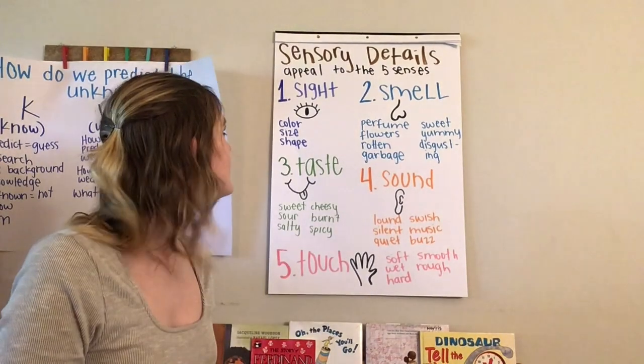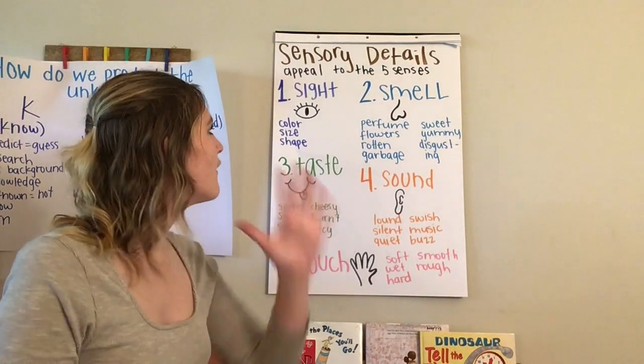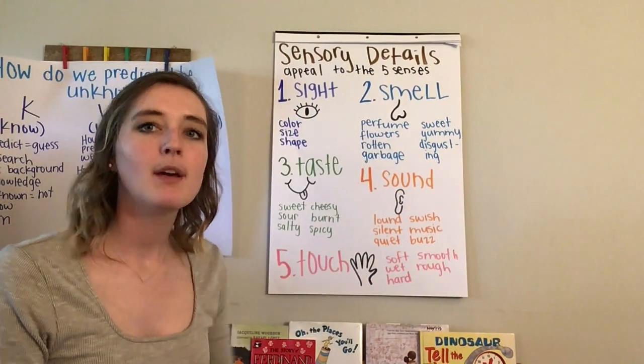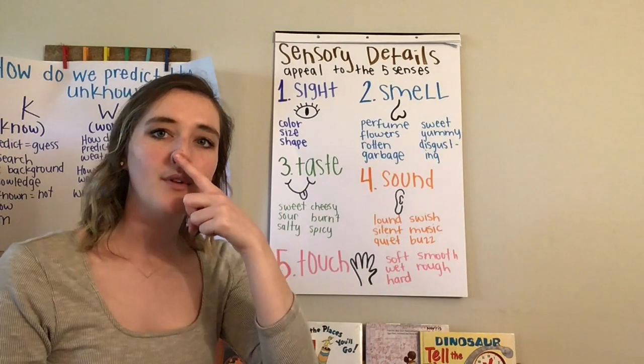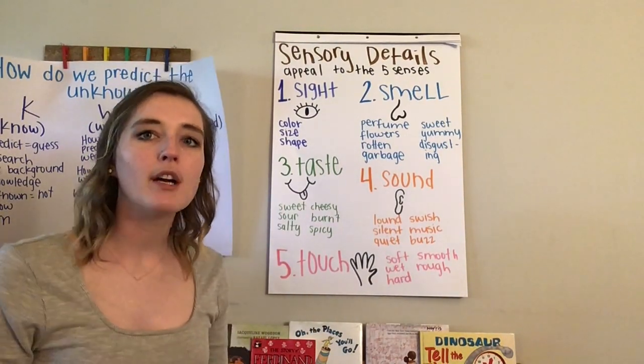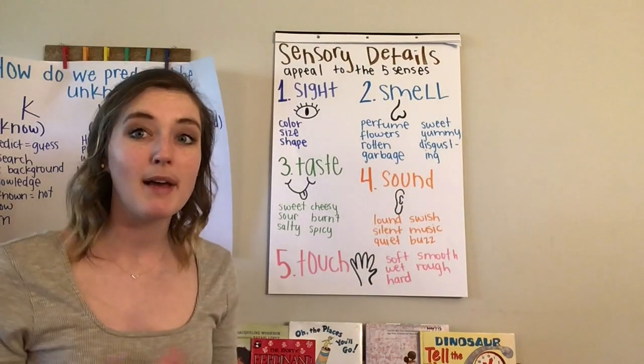Okay, so of the sensory details, there are 5. We have sight, which is the color, the size, and the shape. Number 2, we have smell through the nose. Smelling, do you smell the cookies? Do you smell the baking flowers? Is it a good smell? Is it a bad smell?